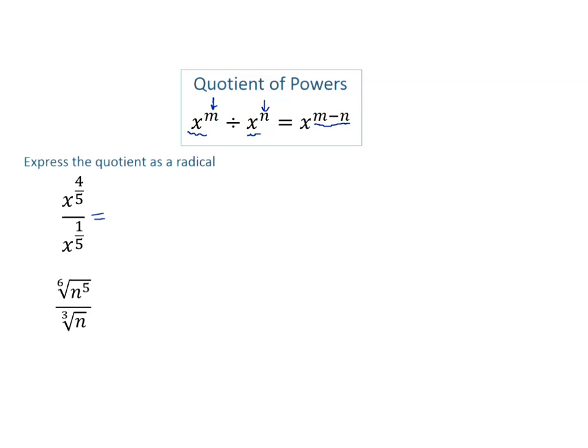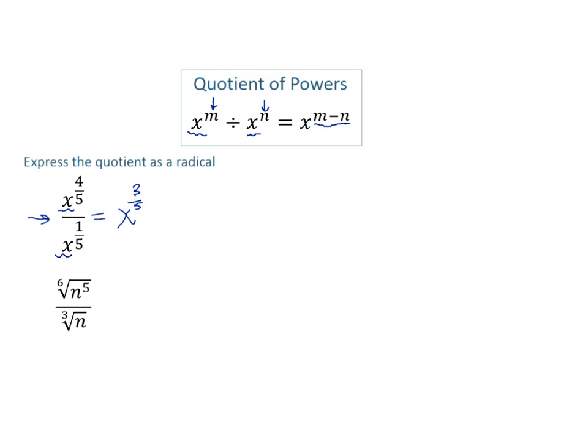So let's try that. In this first one, my bases are the same, and I'm dividing. That's what this fraction bar means, is divide. So I just subtract the exponents. 4/5 minus 1/5. This time it's easy because I have a common denominator. So 4/5 minus 1/5 leaves me with 3/5.